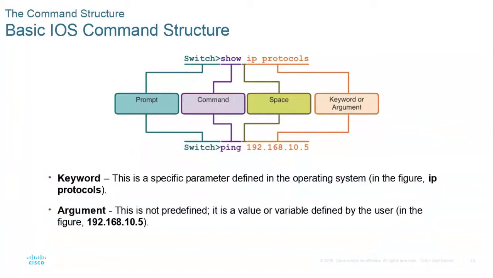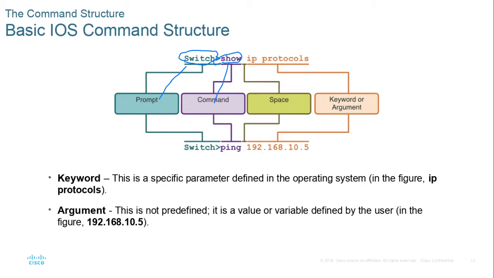Now let's look at the command structure for entering IOS commands. So here's the prompt. It's showing us that we're at the switch prompt. He hasn't changed the host name yet. That's the prompt right here. And we're going to type a command. Don't worry, we haven't covered all these commands yet. Show is a command. It's in purple. I want to show something. I want to show all the protocols that are running on this particular machine.